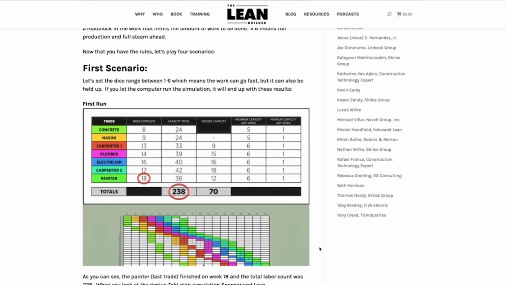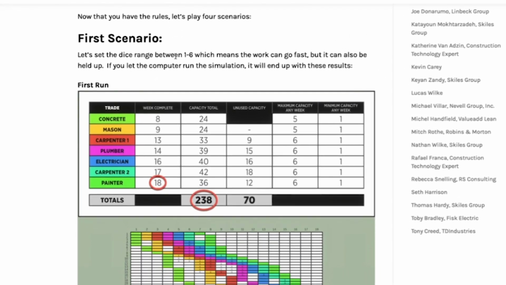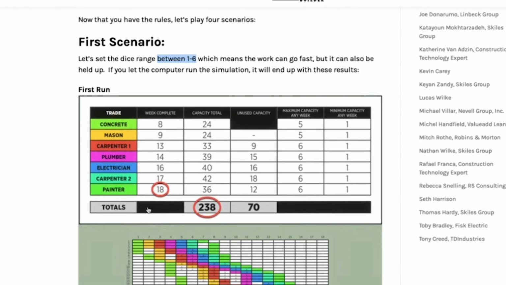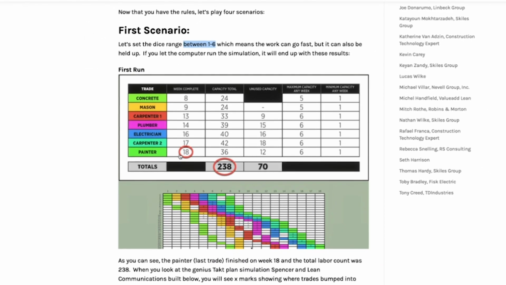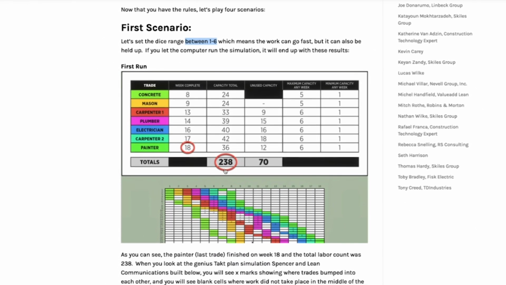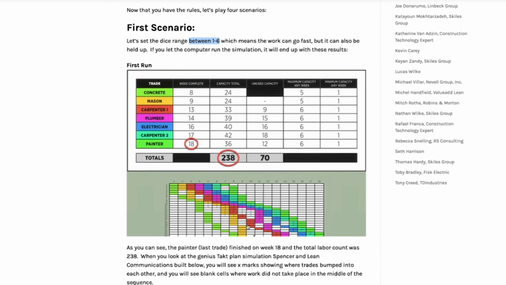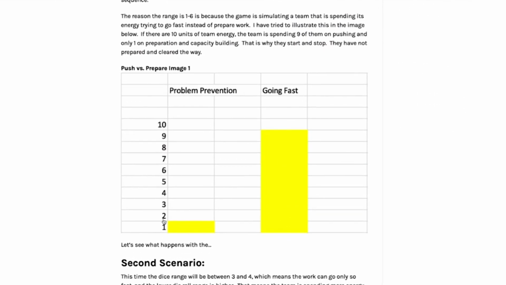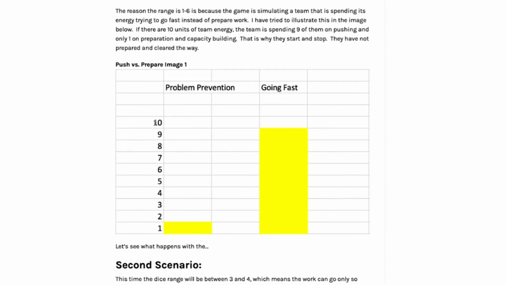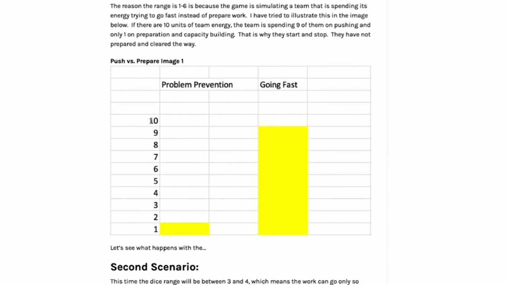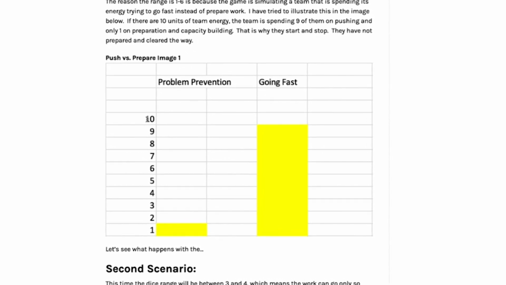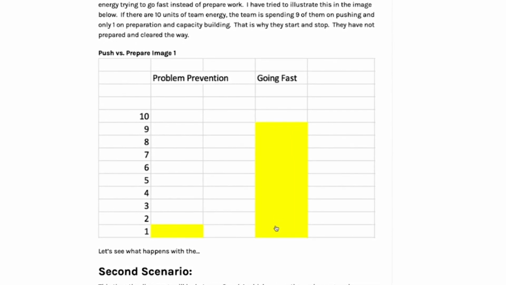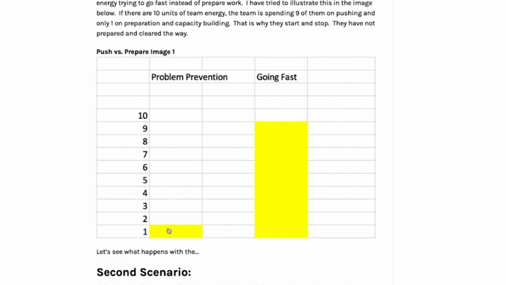And then we say, let's go through scenario 1, where we have a range of 1 to 6, meaning high variability. You'll see that just like we did in the real simulation, we finished in week 18 with 238 people, 70 unused capacity with a really messed up Takt plan. This is like if we had 10 energy units, 1 through 10, that's the capacity of the team. The team only has 10 energy units to spend on whatever we're doing. This would be like spending 9 energy units trying to go fast and only 1 in planning and problem prevention.